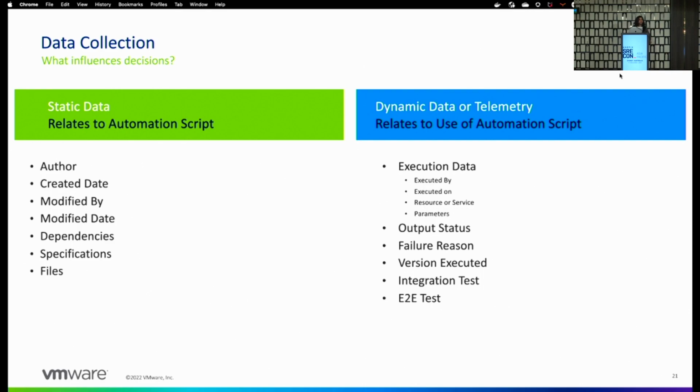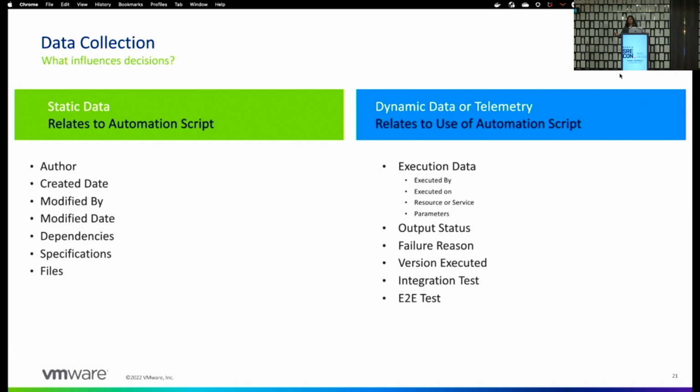One, the static data: who wrote the automation. It's not really very static, but it does change, though not very frequently. So who wrote the automation, when was it written, what are the files that were modified, what are the dependencies that are defined, and if there are any specifications that were there when the automation was created.